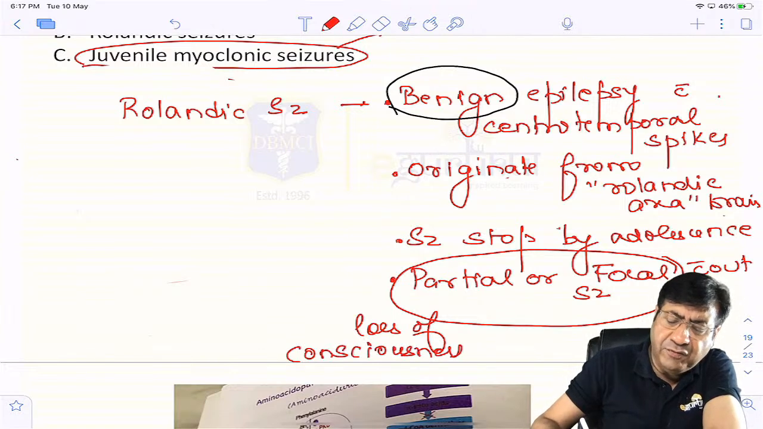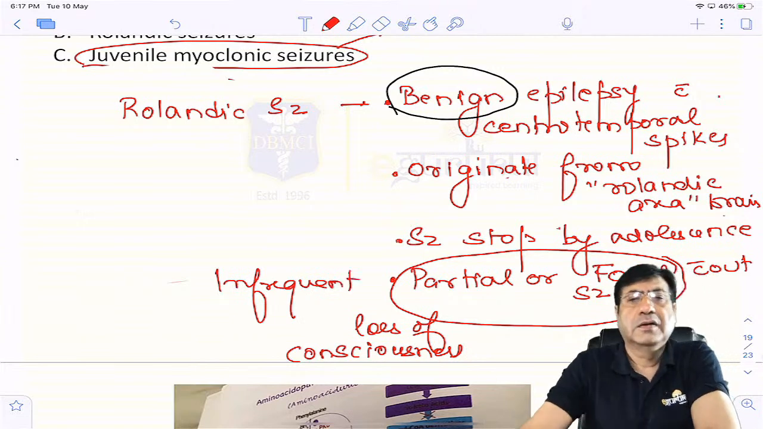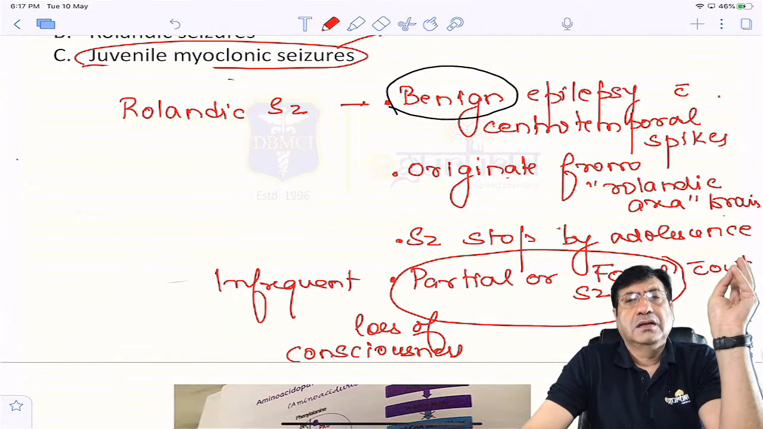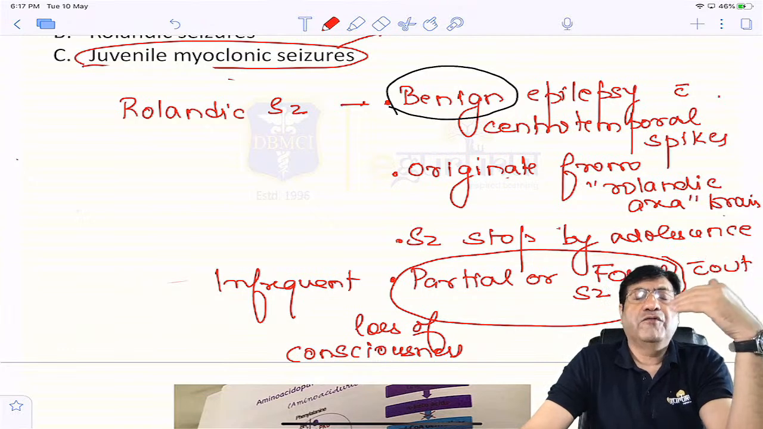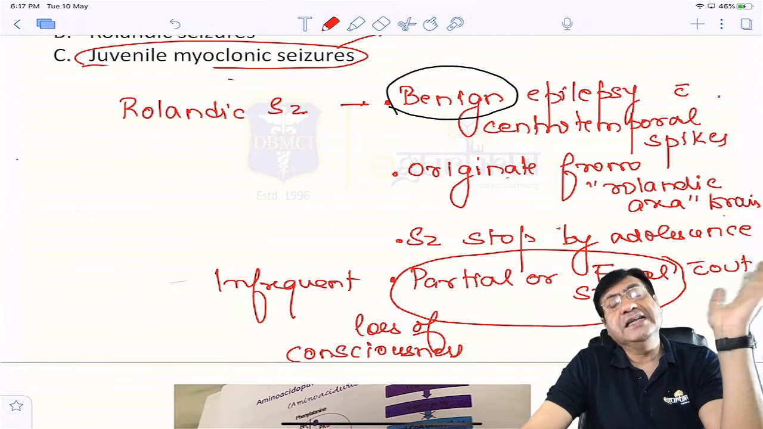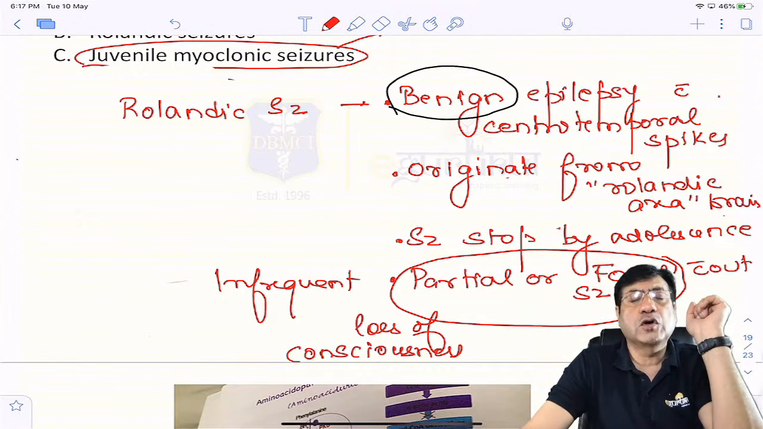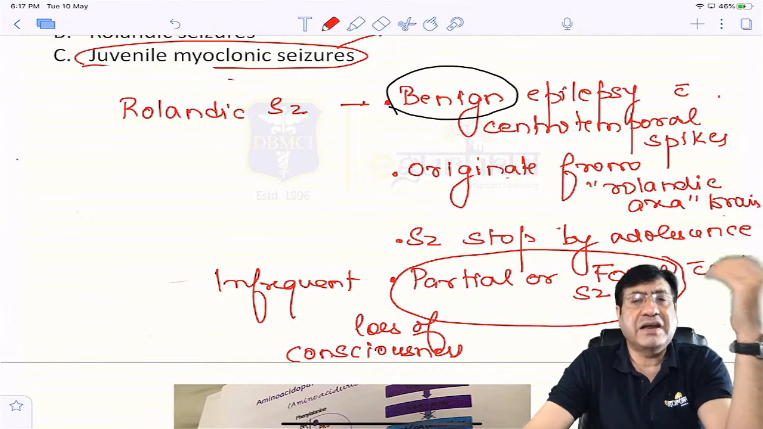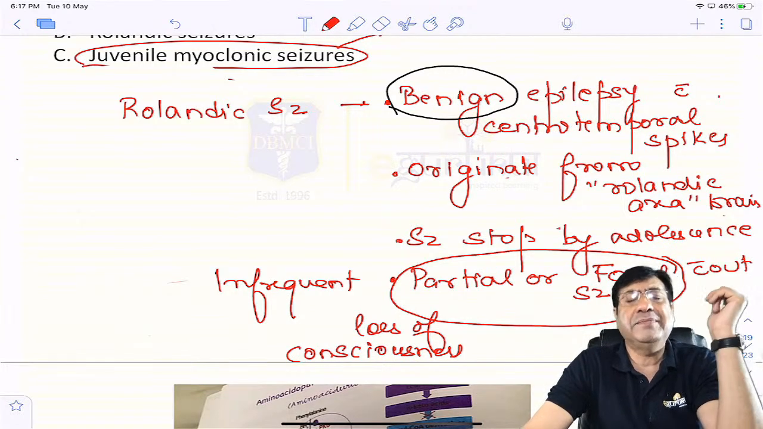And then they are very infrequent seizures. They do not occur very frequently. So first, infrequent seizures, then partial or focal seizures, and that too seizures where the consciousness is not lost. Then these seizures disappear by adolescence on their own. So that is why these are benign seizures. Many times if these seizures are infrequent, they do not require any treatment.